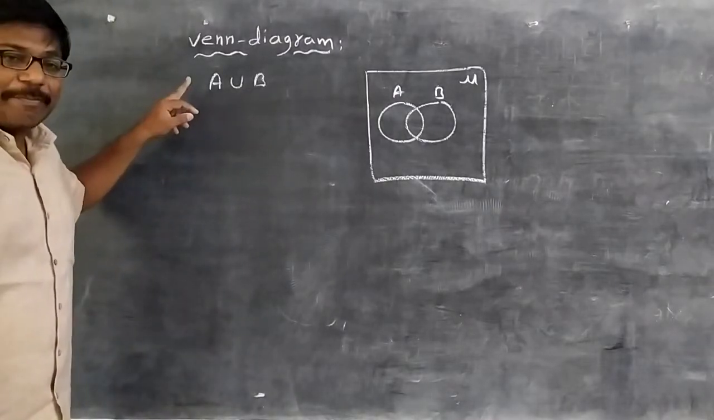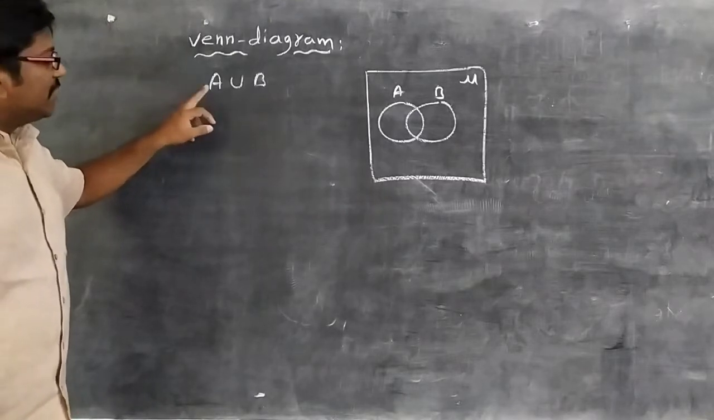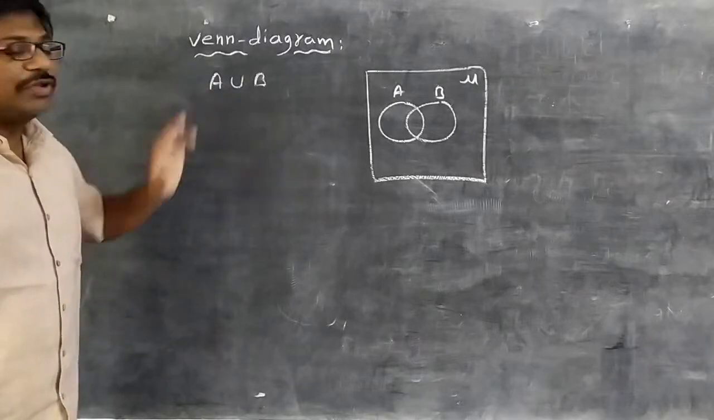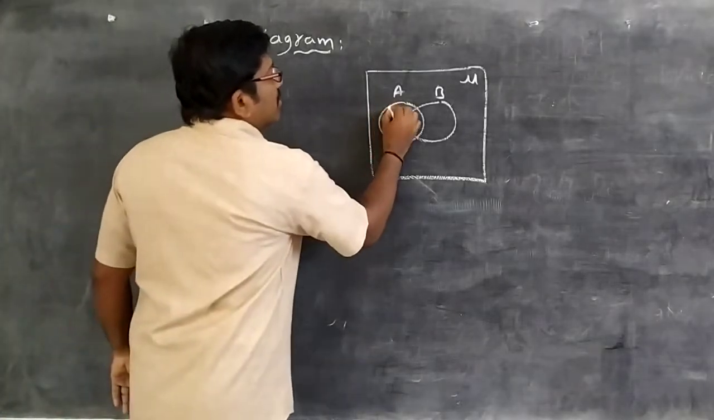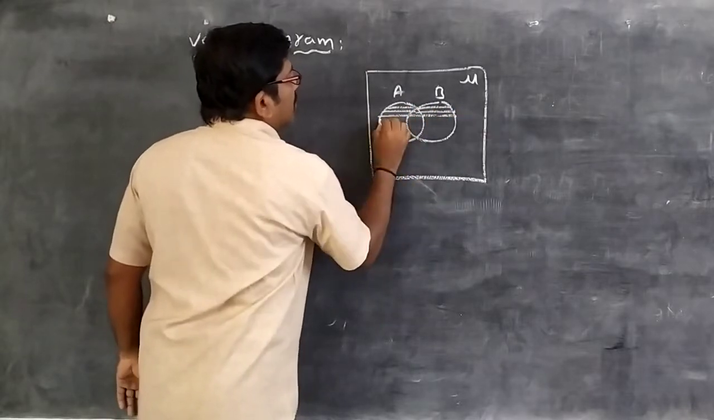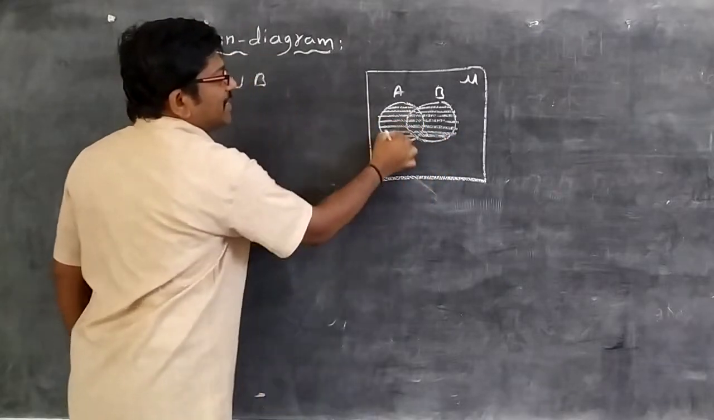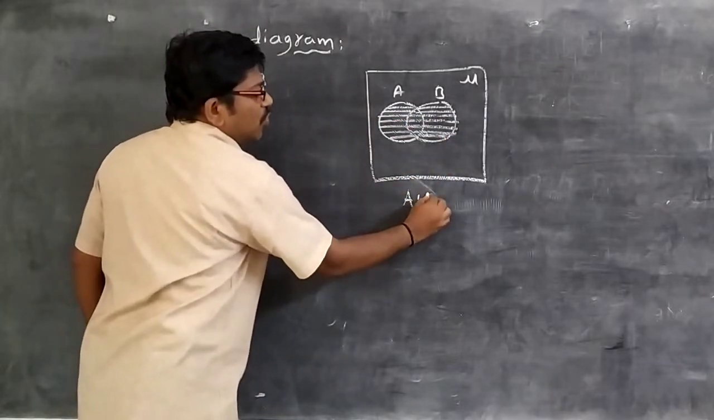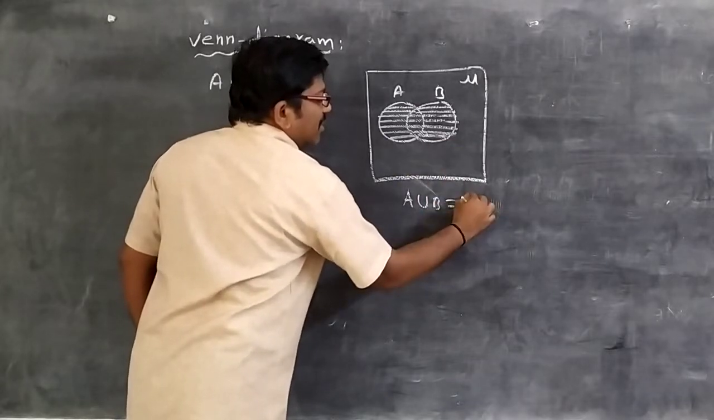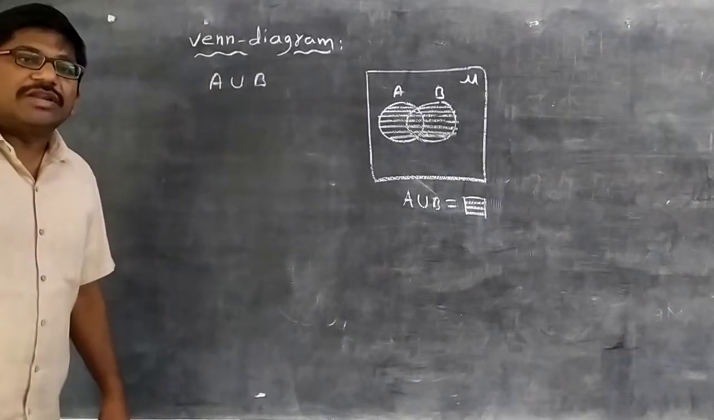How do we represent A union B here? The region which is either in A or in B or in both is known as A union B. Okay. We have to take the total of A and B. So the shaded region represents A union B. A union B is equal to the region shaded with horizontal lines. This shaded region represents A union B.